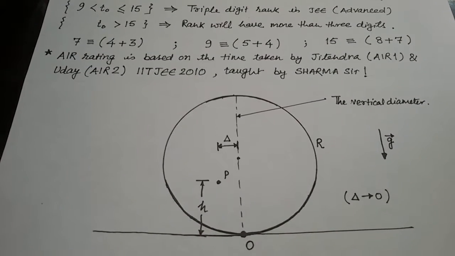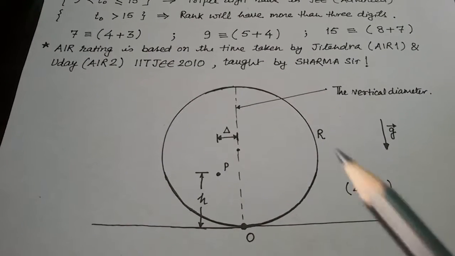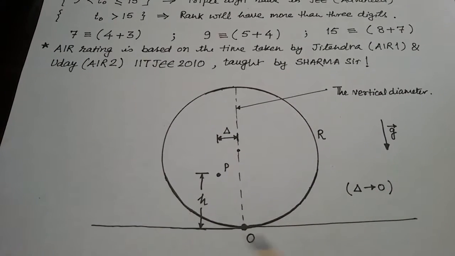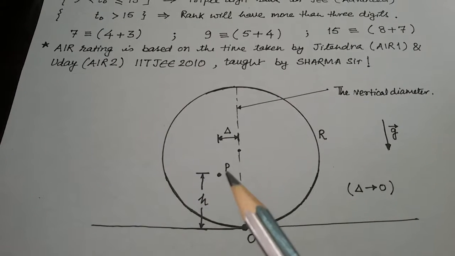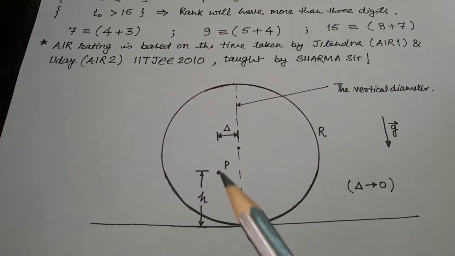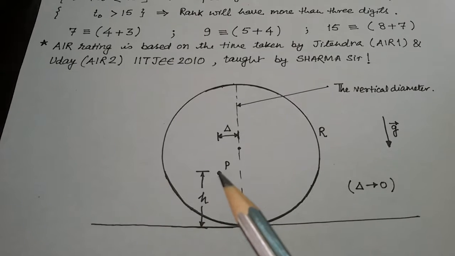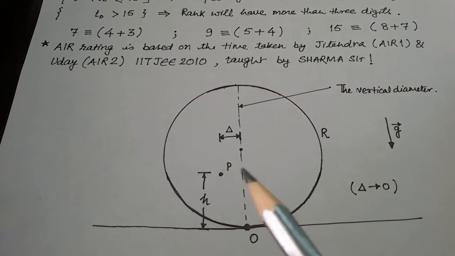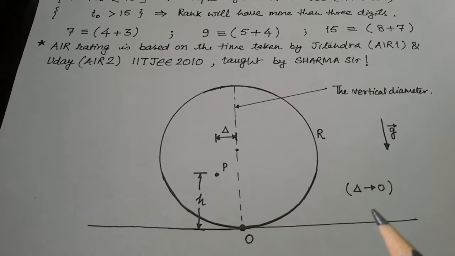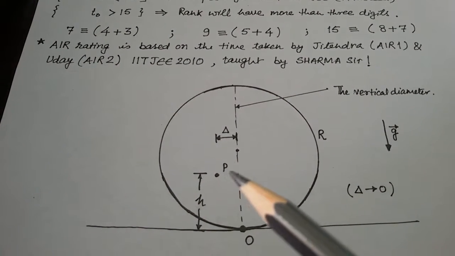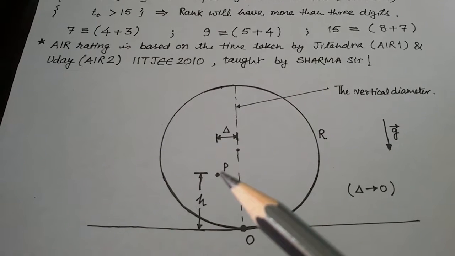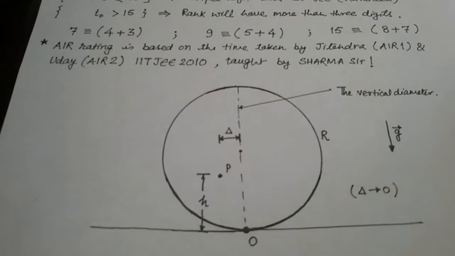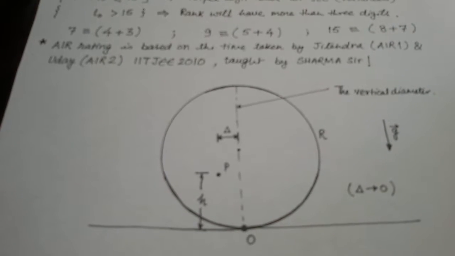So, dear students, we were solving the problem. This spherical shell, which is fixed on ground, is given to us. Inside this shell, there is a point P, and from this point, a small ball is released. Point P is at a height h, and this distance is delta, which is tending to 0. All collisions are elastic, so we need to find the value of h for which the second collision happens.